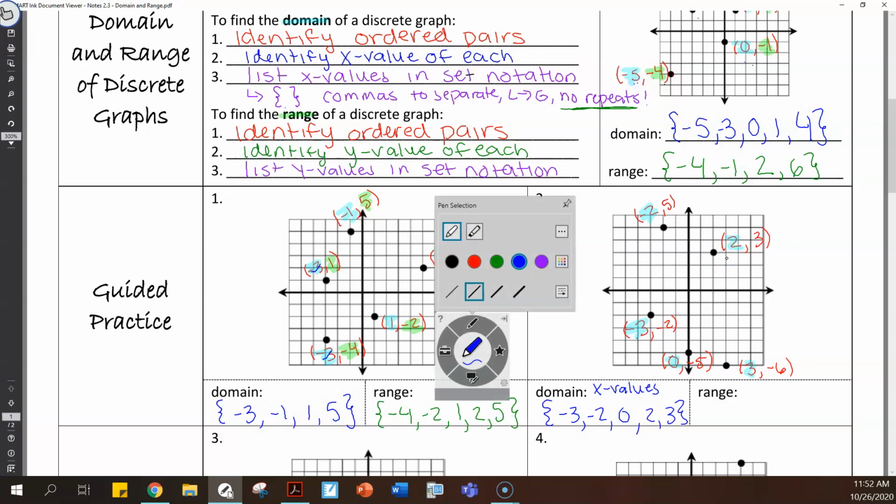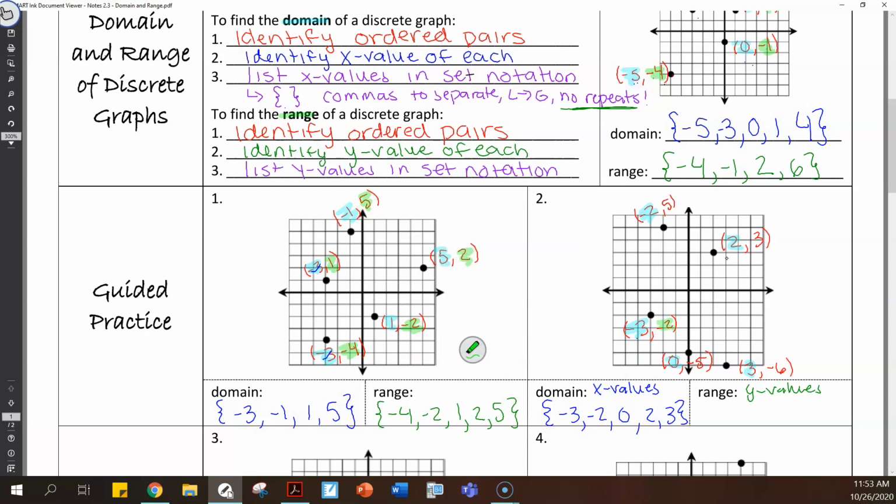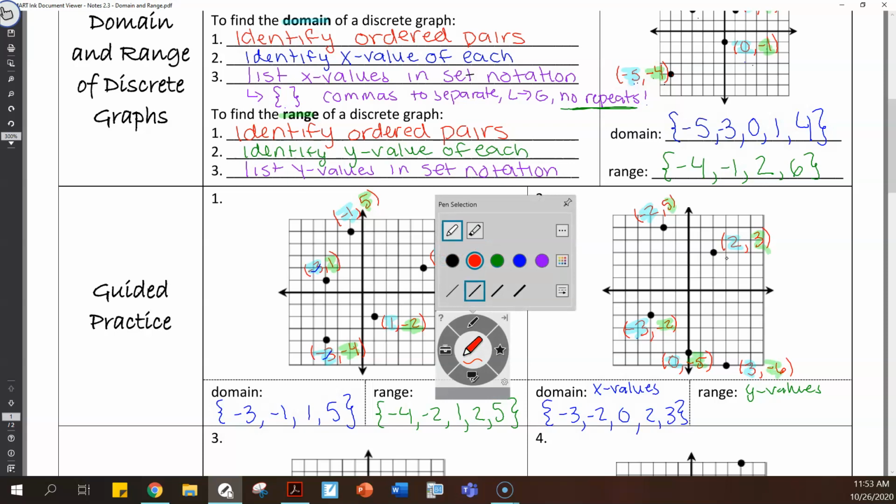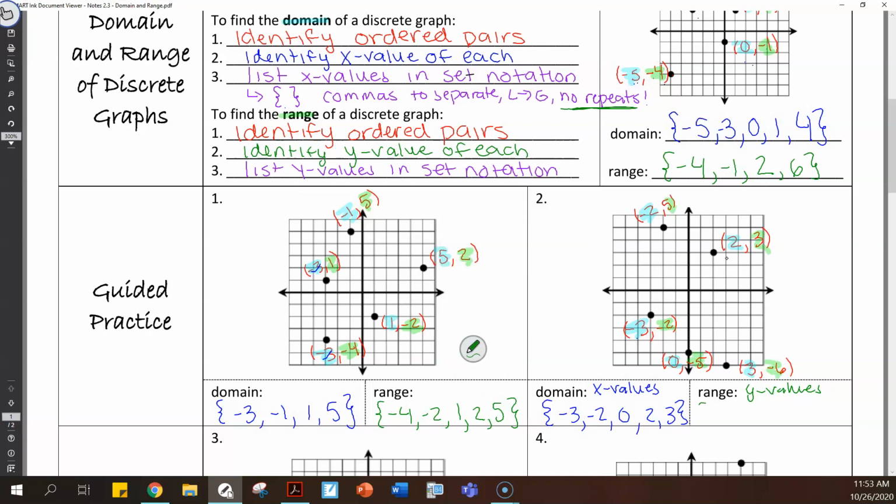I can look at my range, which are my y values, which is the second value in my ordered pair. So I've got negative 2, negative 5, negative 6, 3, and 5. I list them least to greatest with no repeats. My least is negative 6, followed by negative 5, negative 2, 3, and 5. There's no repeats in this one, so I'm good to go.